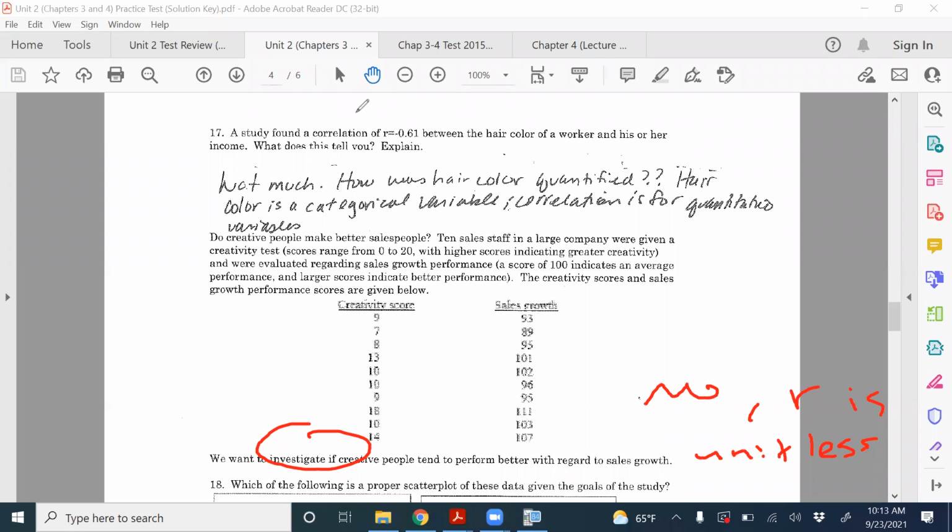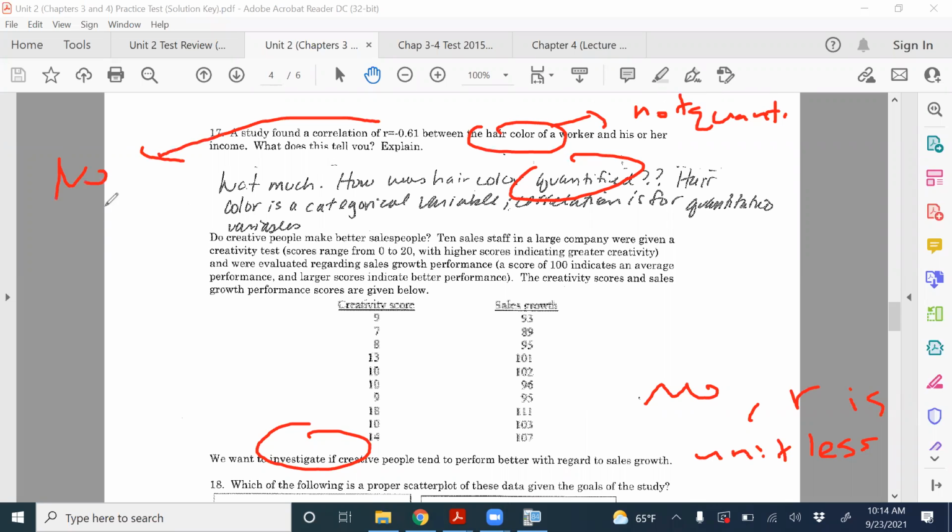Well, first of all, that's weird. Hair color is not quantitative. So I'm not sure how you would actually do that. Yeah, how's it quantified? So, yeah, no idea how that was found. That's just weird. I have no idea how that was found. So just know it has to be quantitative, right? Let's keep moving.